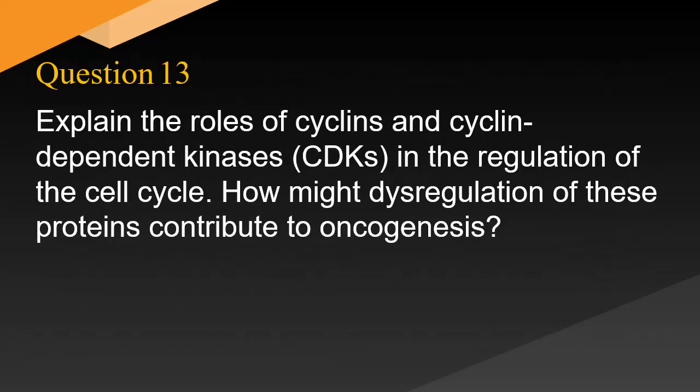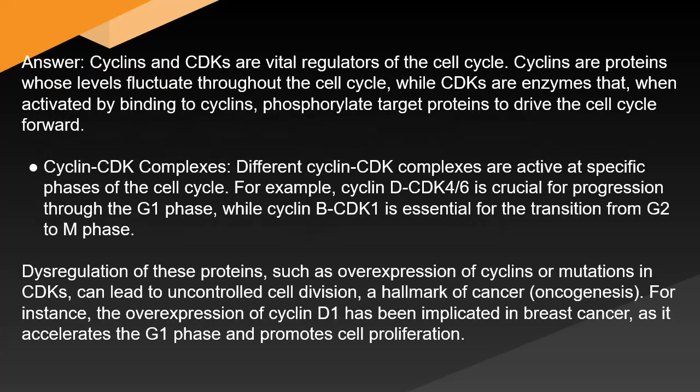Explain the roles of cyclins and cyclin-dependent kinases, CDKs, in the regulation of the cell cycle. How might dysregulation of these proteins contribute to oncogenesis? Answer: cyclins and CDKs are vital regulators of the cell cycle. Cyclins are proteins whose levels fluctuate throughout the cell cycle, while CDKs are enzymes that, when activated by binding to cyclins, phosphorylate target proteins to drive the cell cycle forward.